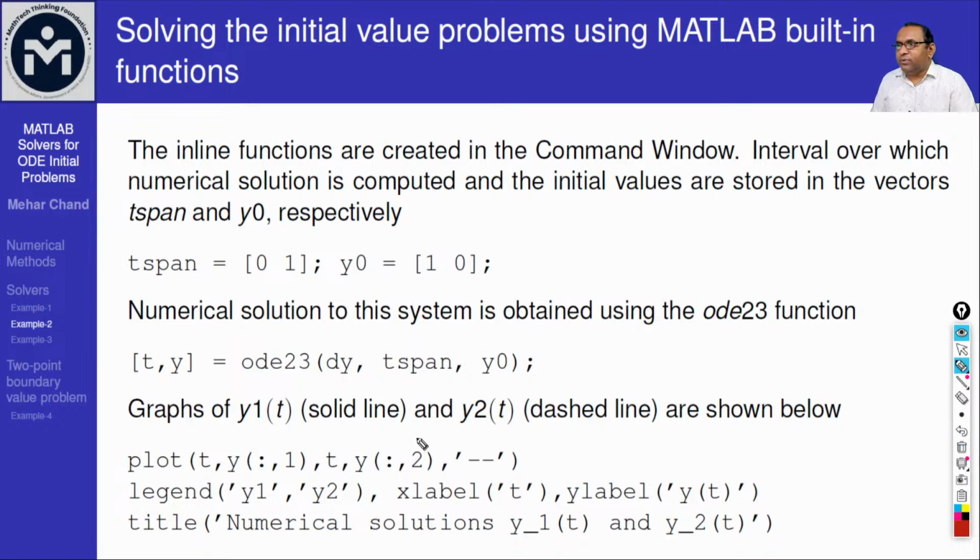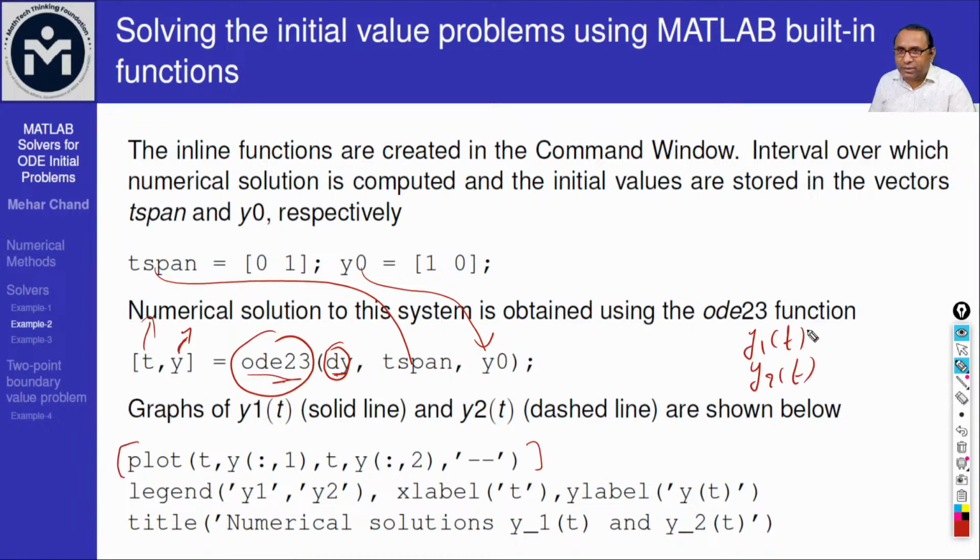Here we are using ODE 23, and the dy function will be used at this place. There is no difference: in the previous example we created a function file, and here we are using an inline function dy. This is the t-span and this is the condition. These arguments will pass through this solver, and then you can see y1 and y2 both depend upon t.